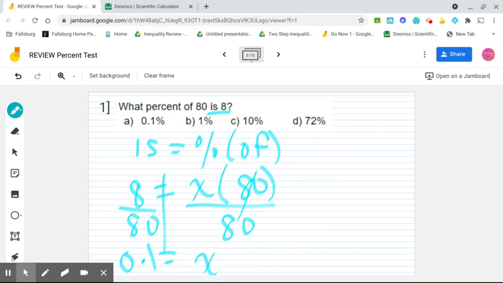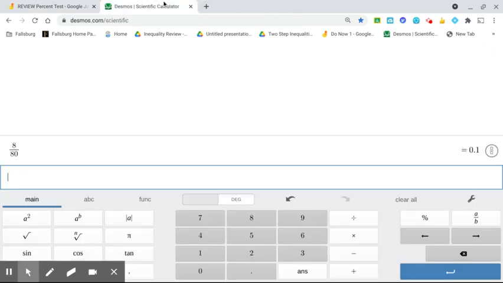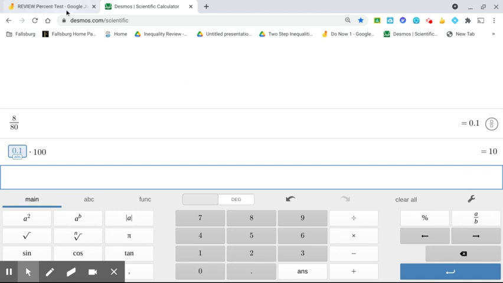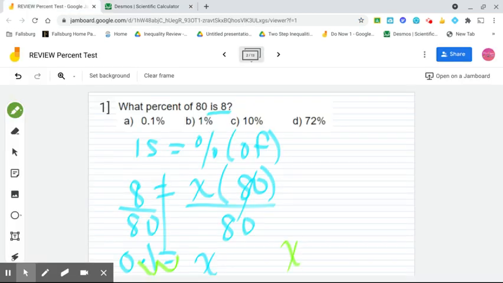However, when we're looking for a percent, this is not our final answer. What we have to do is move the decimal 2 places to the right. Or if we're in Desmos, we can take our answer and multiply it by 100. So we get 10. So x is really 10%. So 10% of 80 is 8.